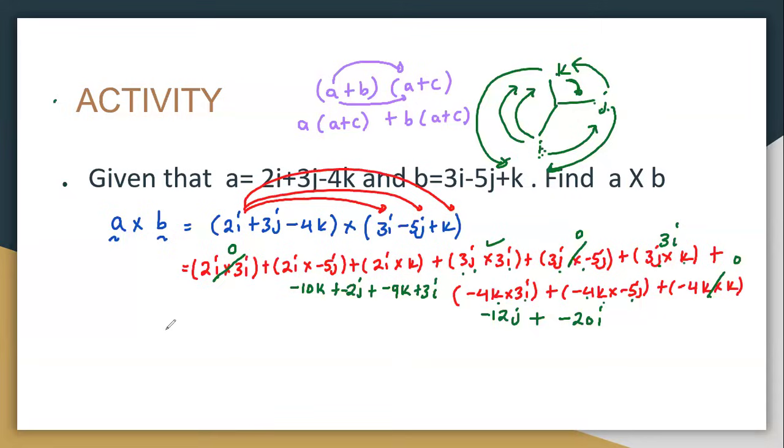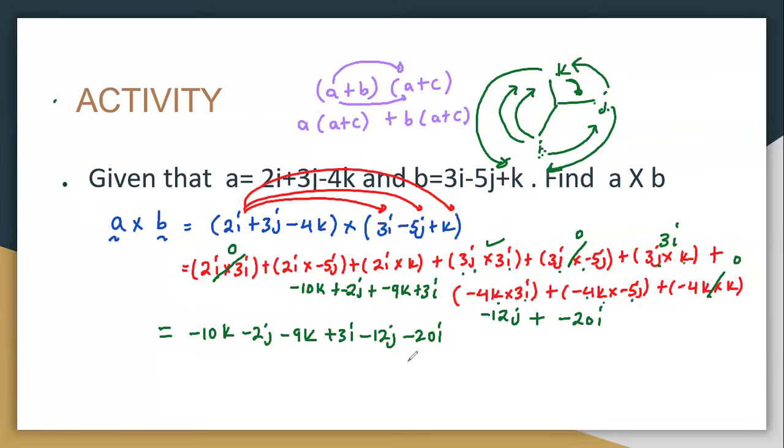Okay. Now, we are going to combine. We are going to say negative 10k minus 2j. That means here we have to be very careful with the direction. I and k, okay, towards j, minus 9k plus the 3i minus the 12j minus the 20i.